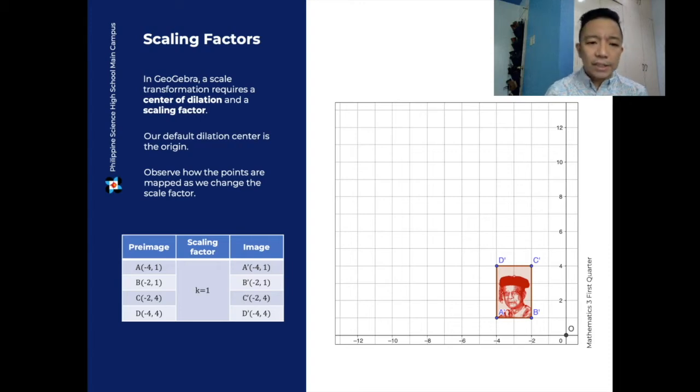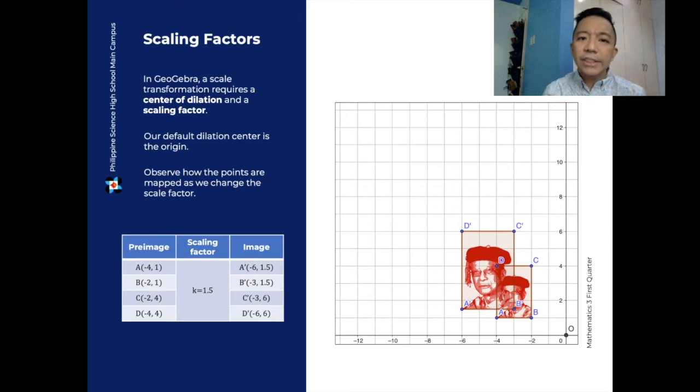So start tayo na si pre-image ay ayan. And kung ang scaling factor natin ay 1, edi syempre walang magbabago sa kanya. So a scaling transformation with a factor of 1 will just map the pre-image to itself. So yung points ng pre-image, negative 4, 1, pupunta lang din siya sa negative 4, 1. Parang walang nangyari. Okay, let's change our scaling factor.